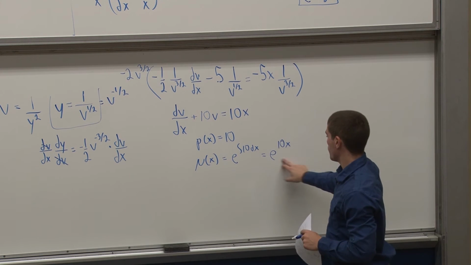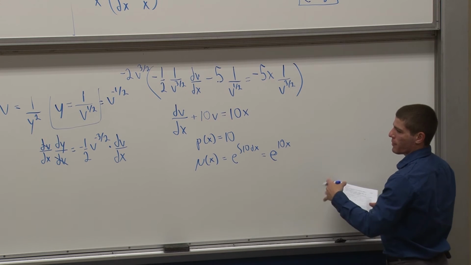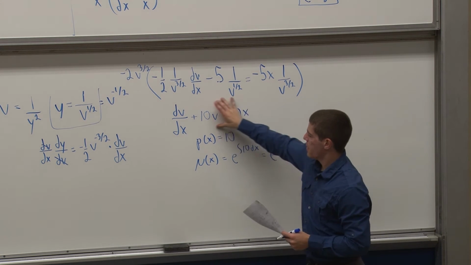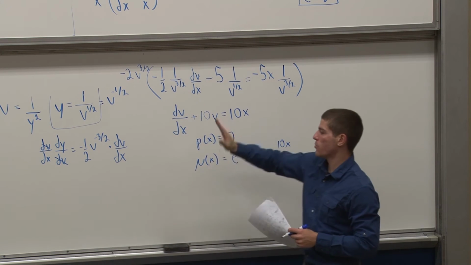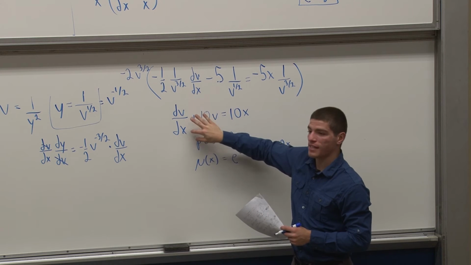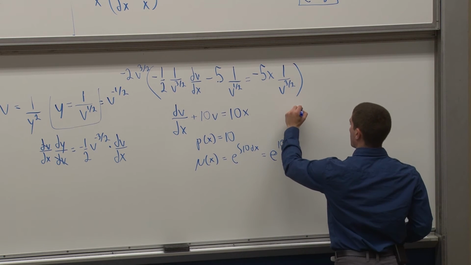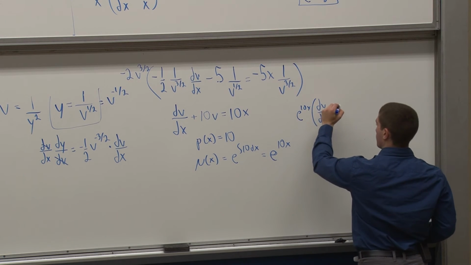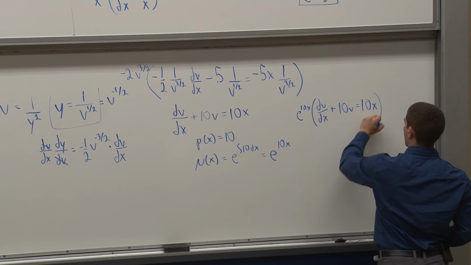All right, so once we have an integrating factor, we're going to use that and multiply it by the entire thing. I'm going to skip a little bit of steps here. So multiply the integrating factor by the entire linear equation. Don't go back to the original equation yet, because we're not there yet. We're dealing with v's and x's at this point, just v's and x's. So multiply that through. E to the 10x times dv dx plus 10v equals 10x, like that.